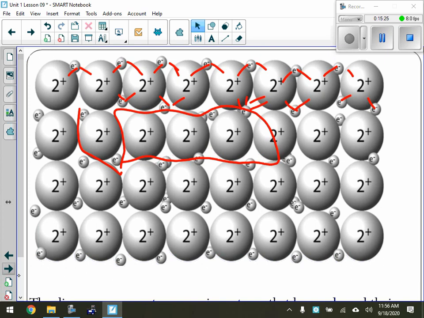We have to remember this, though. When we talk about ionic, it's positive ion, negative ion. Metal, non-metal. Positive, negative. When we talk about metallic, there's no non-metals. So it's positive ion, electron, going around and moving around, stuff like that. That's kind of how they're different, yet kind of the same in a way.